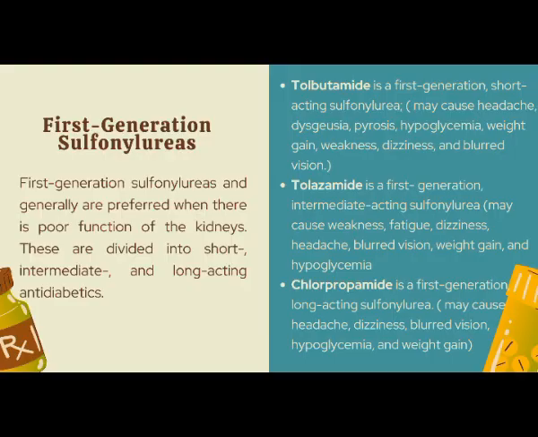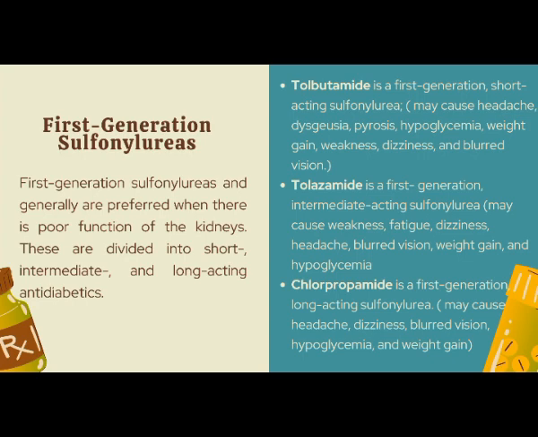The first generation sulfonylureas are generally preferred when there is poor function of the kidneys. These are divided into short, intermediate, and long-acting antidiabetics. Tolbutamide is a first-generation short-acting sulfonylurea, which may cause headache, dysgeusia, pyrosis, hypoglycemia, weight gain, weakness, dizziness, and blurred vision.